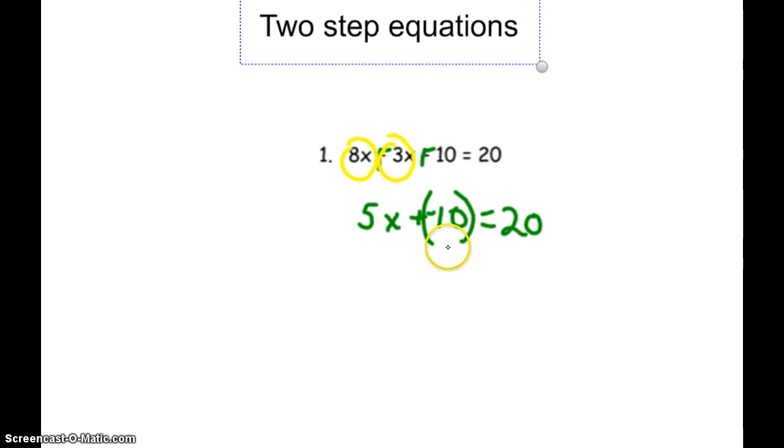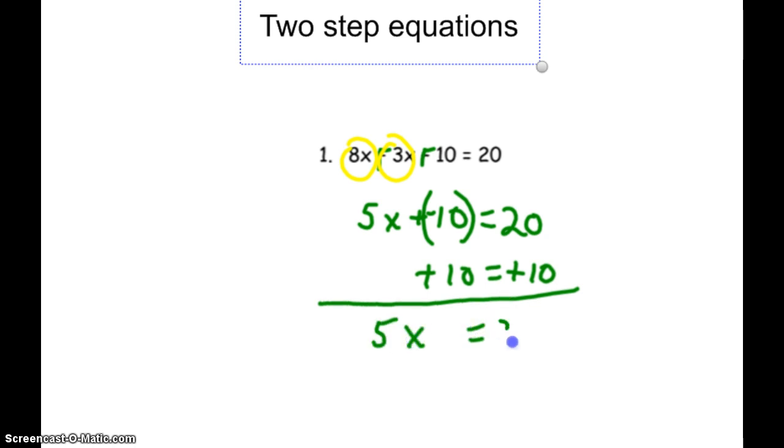Now what we're going to do is we're going to apply the order of operations in reverse. So we're going to start with adding or subtracting, then we'll do multiplying or dividing. So here we're going to add 10 to both sides. 5x equals 30. Now we're going to do the multiplication or division, and in this case we're going to divide by 5 on both sides. And so x will equal 6.